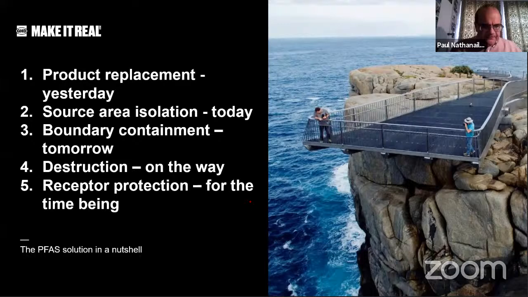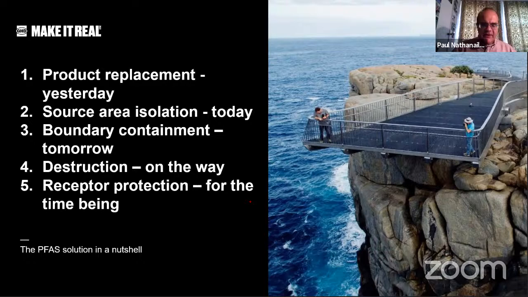So I think that's my penultimate slide in front of me. Where have we got to? Well, we've recognized that PFAS as a family are a problem. We've begun to take them out of products. We know where the source areas are, they can be isolated, so they can't spread any further.